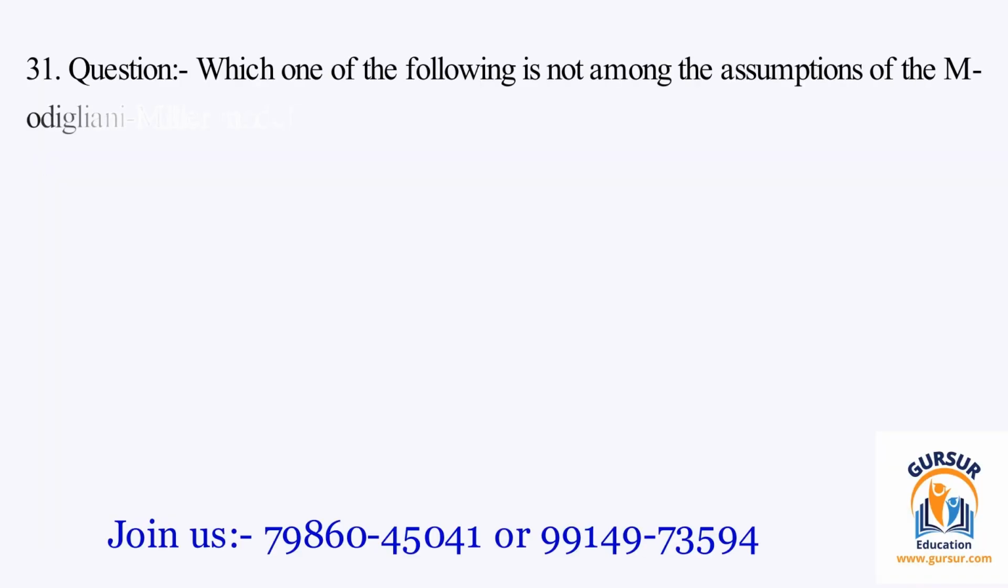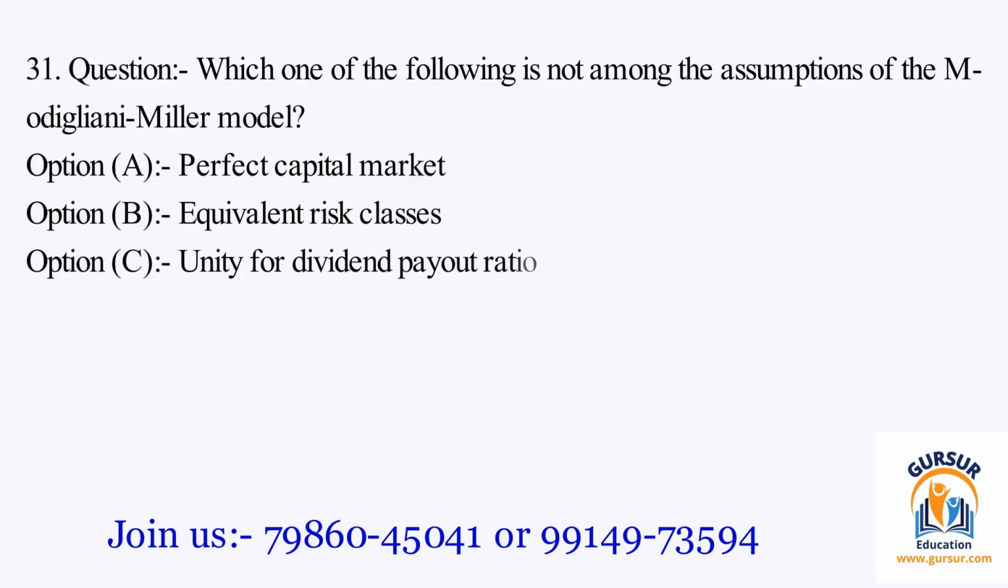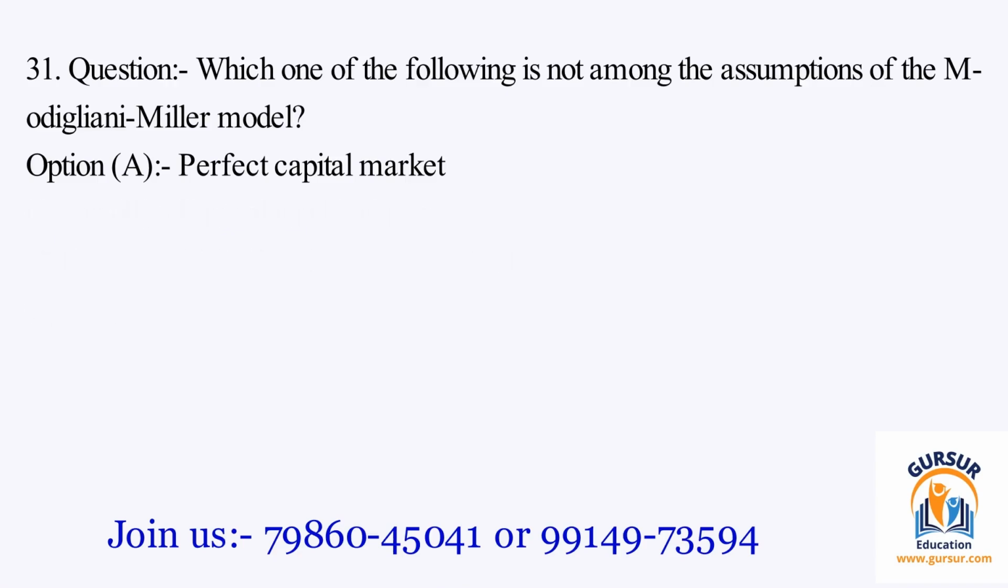Question number 31. Which one of the following is not among the assumptions of the Modigliani-Miller model? Option A is perfect capital market. Option B is equivalent risk classes. Option C is unity for dividend payout ratio. Option D is absence of taxes. The right answer of the question is option A, and that is perfect capital market.